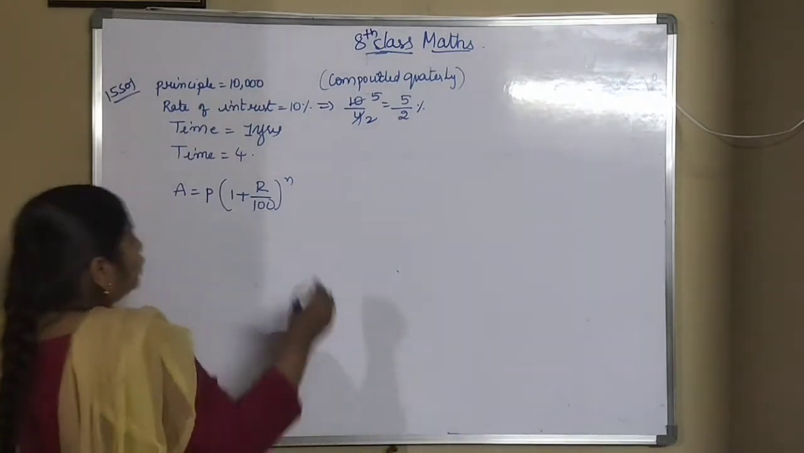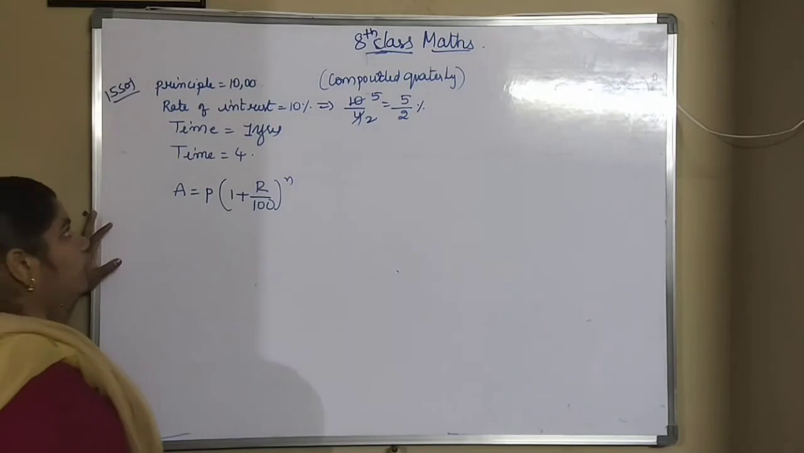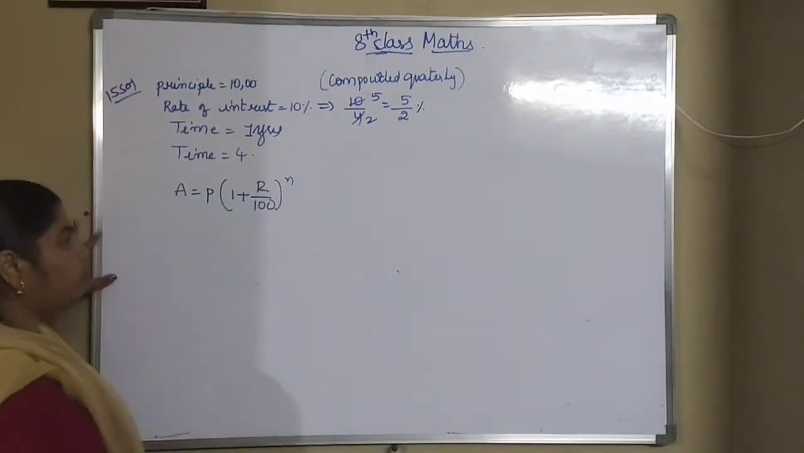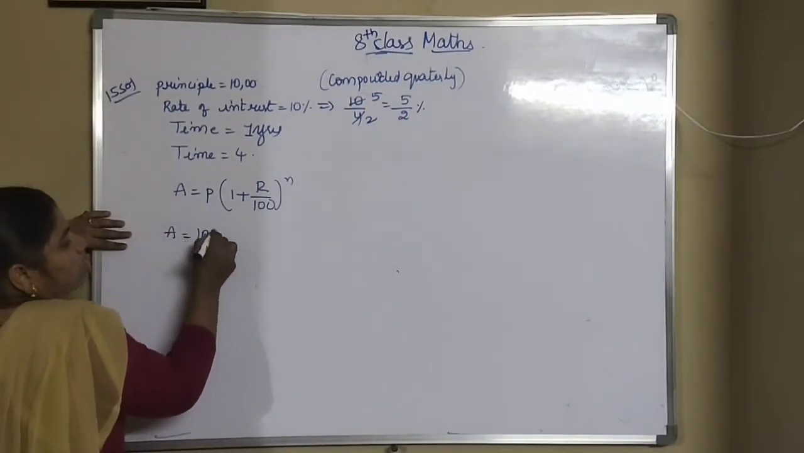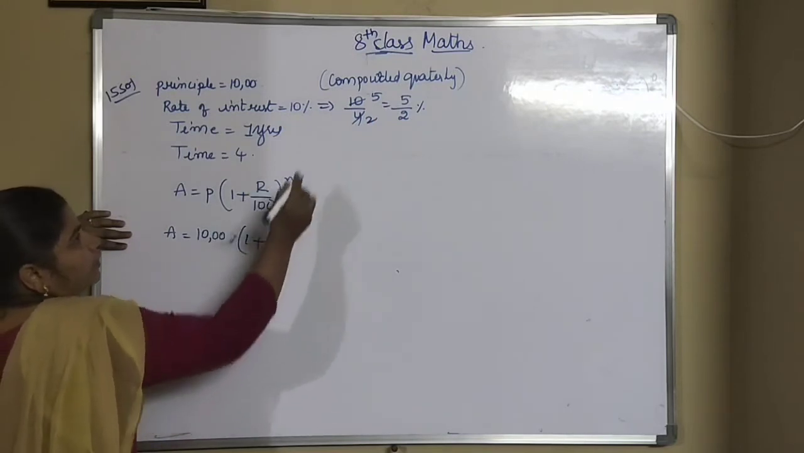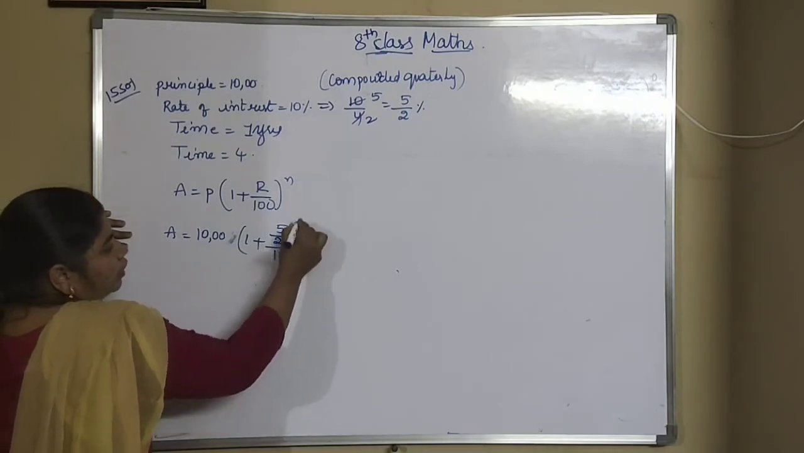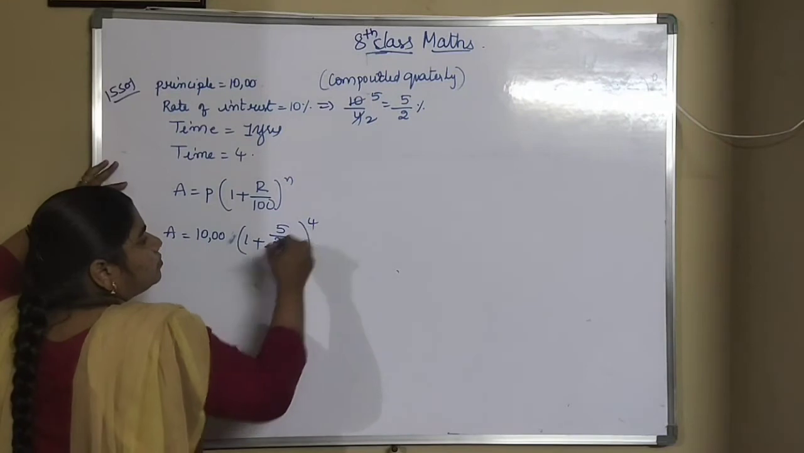Sorry, principal value is 1,000. Principal value is 1,000 and rate of interest is how much? 5 by 2. So rate of interest is 5 by 2. Apply in this. So A is equal to principal, 1,000, into 1 plus rate of interest, which you got as 5 by 2 by 100, to the power of N. N is nothing but 4 here.